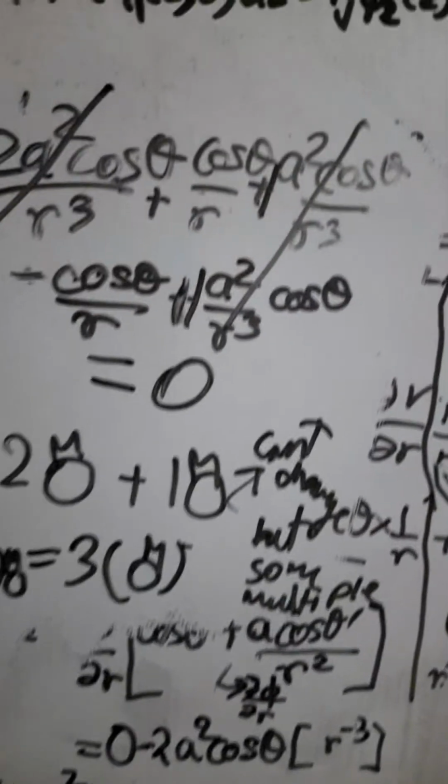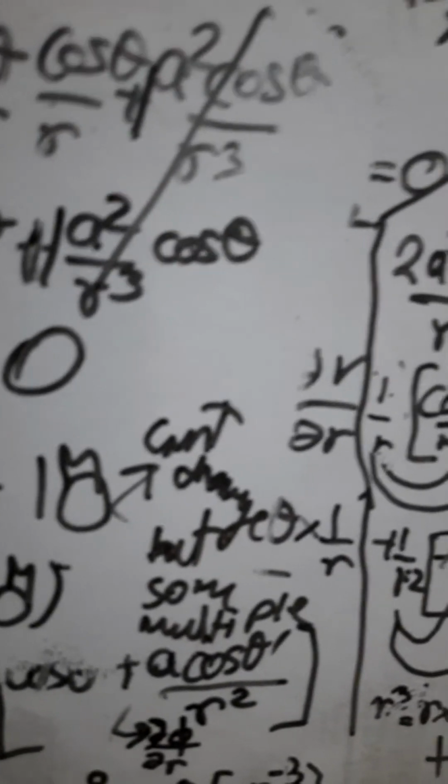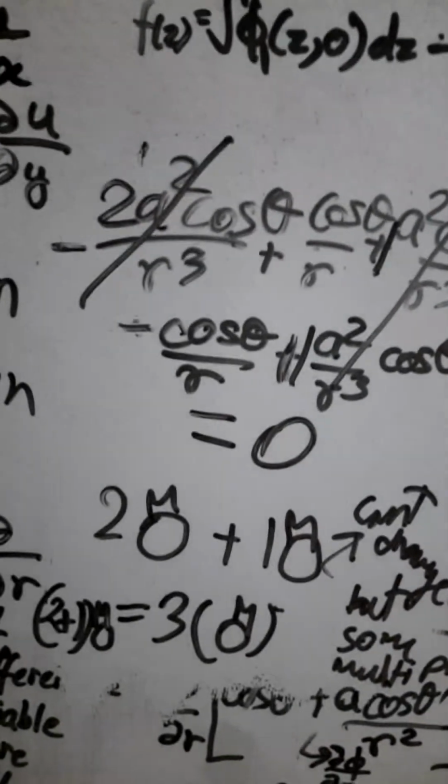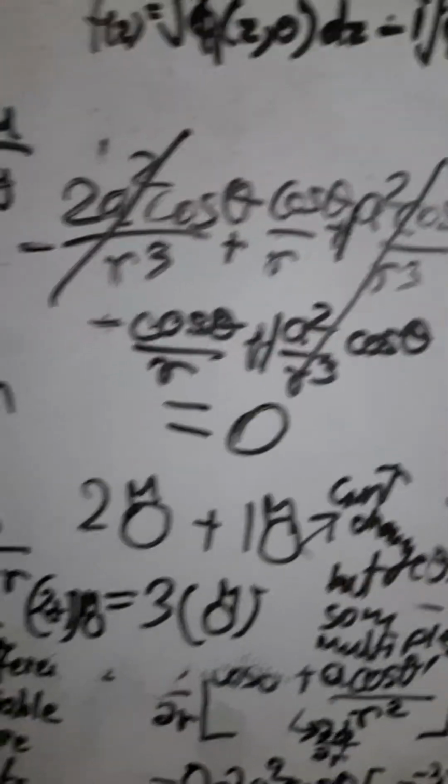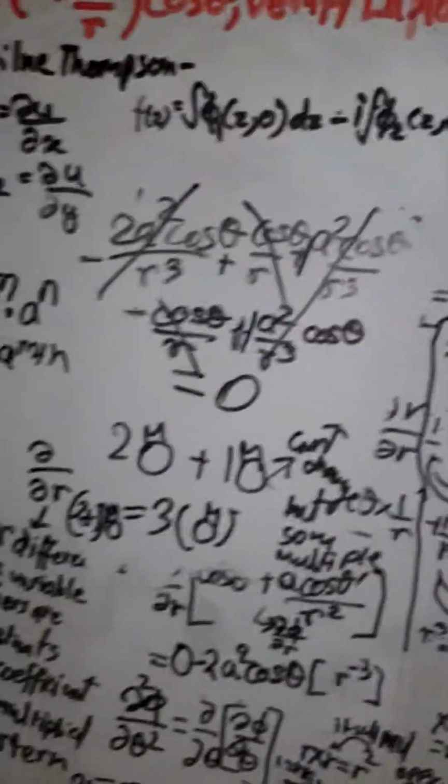So now a square cos theta by r cube, 2 times I took, so it became 2a square cos theta by r cube. Now this is minus 2a square cos theta by r cube plus, minus cancelled. Happy life. Now this is minus cos theta by r, this is plus cos theta by r, cancel, so it is 0. So this was supposed to be 0. Now we won. Now there are two more steps, but that I would cover in shorts.